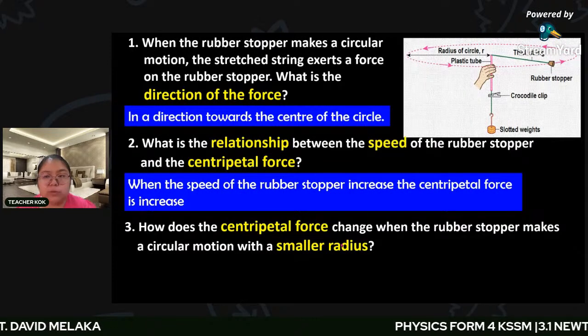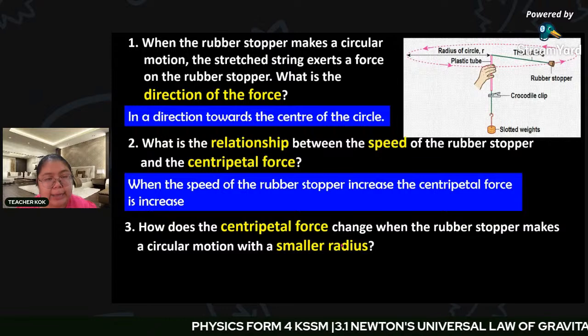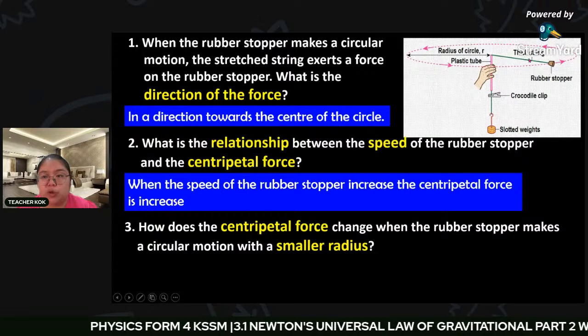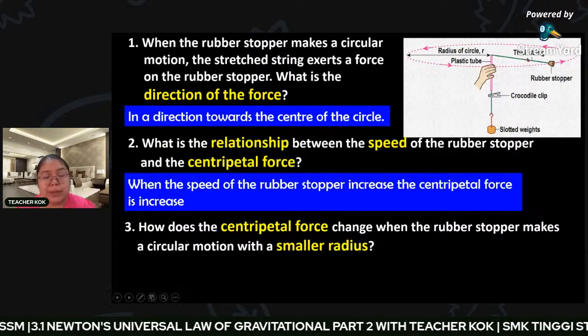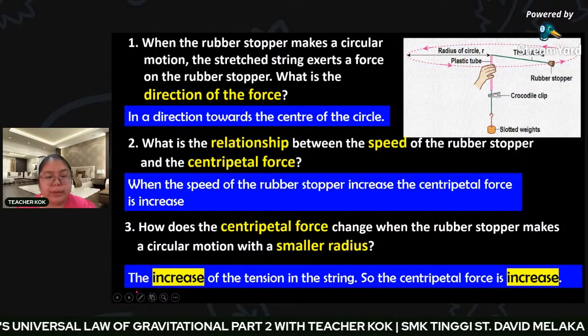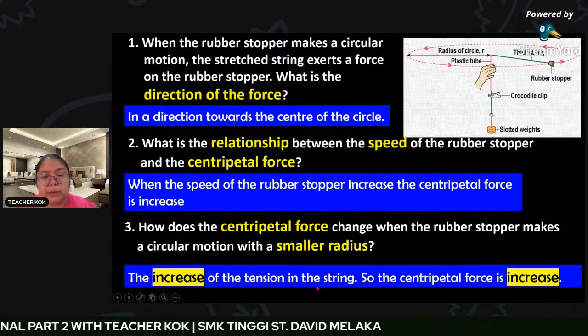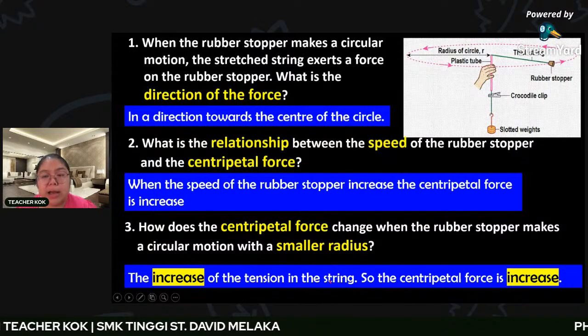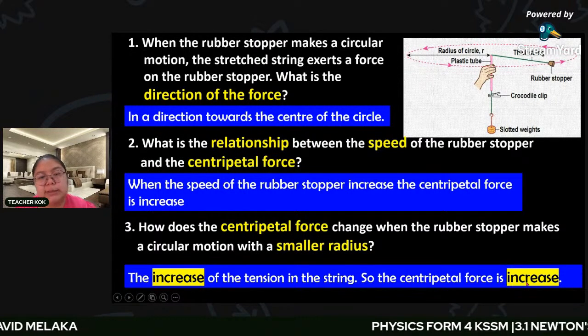Okay, the forces when you make it become shorter: first one, the tension is higher, because now the string becomes smaller already. You want to pull to make the circle become smaller. So from here, the tension of the string increases. When you make it smaller, the tension is higher. So, understood, the centripetal force also increases.